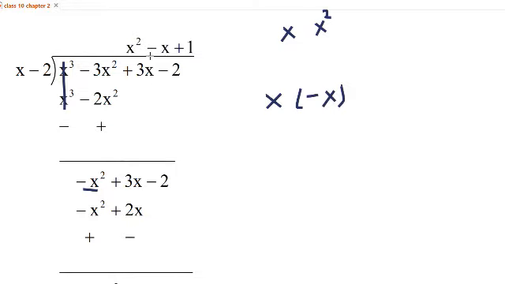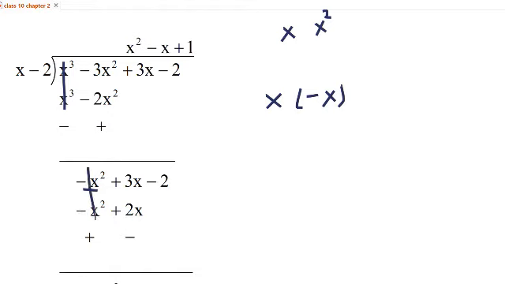Therefore, you can see the quotient here is minus x. So x multiplied by this minus x is minus x square, and minus 2 multiplied by minus x is plus 2x. Negative into negative is positive. So minus 2 into minus x will give you plus 2x. Now we'll change the sign, negative to positive and positive to negative.